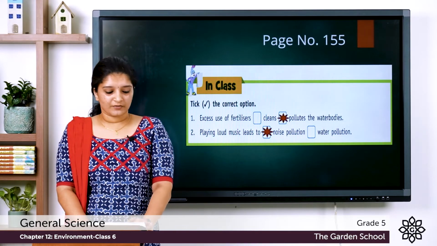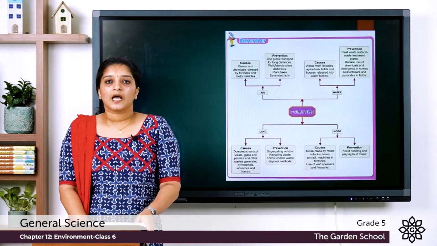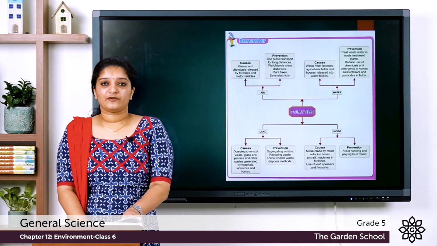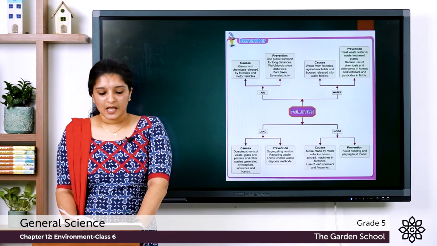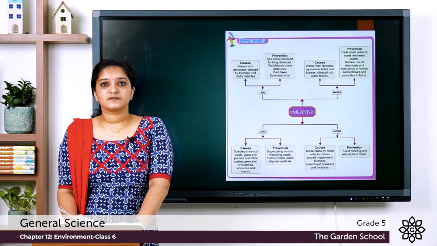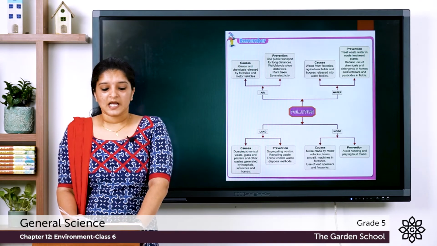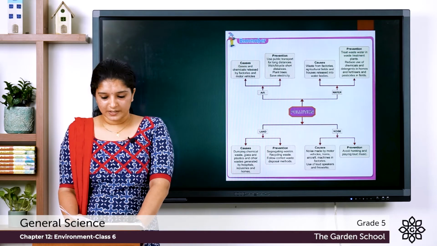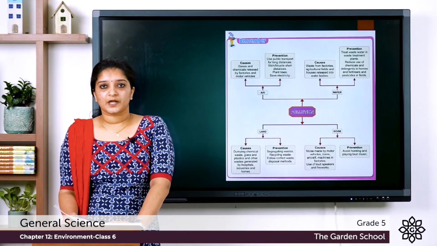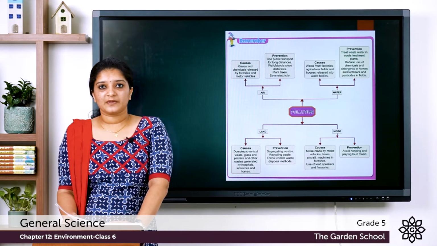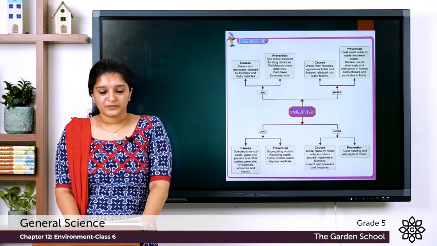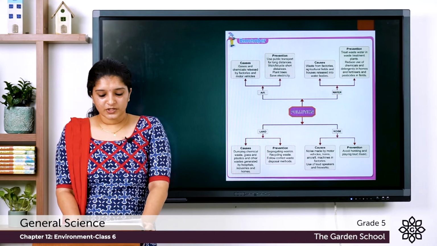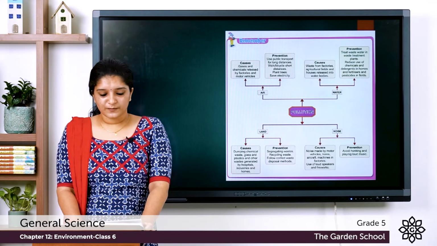Now let's have a quick revision of this chapter. At the beginning, we learned what an environment is. We learned that an environment is the area in which we live, and it consists of two components, biotic and abiotic, that is living and non-living components. Then we learned about pollution. Pollution is any kind of contamination of the environment, and there were four types: air pollution, water pollution, land pollution and noise pollution.